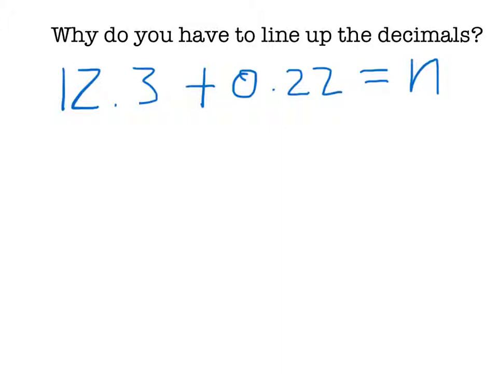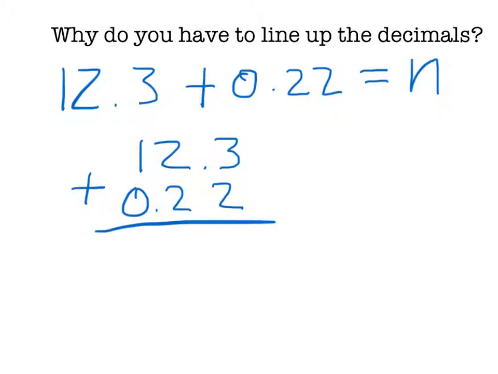If you were to stack these numbers up the way you learned to do whole number addition, it would look like this: 12.3 and 0.22. And every number would be lined up perfectly with another number. And the only place there would be overlap would be over here. Now, this won't work with decimal addition. And this is why. Let me show you.